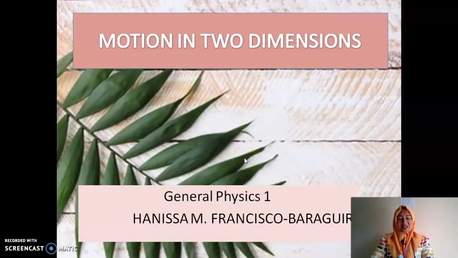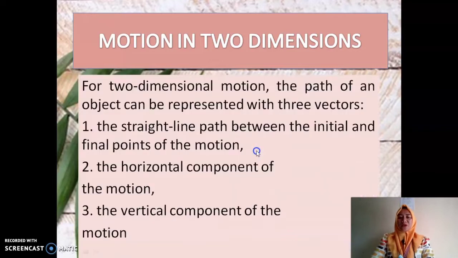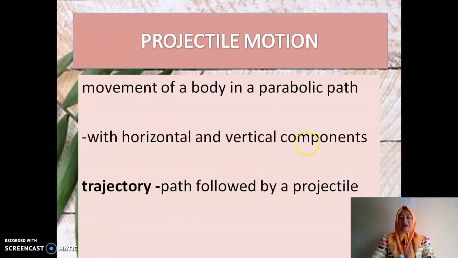Hello class, in this video we will be talking about motion in two dimensions. For two-dimensional motion, the path of an object can be represented with three vectors. One vector shows the straight line path between the initial and final points of the motion. One vector shows the horizontal component of the motion, and one vector shows the vertical component of the motion.